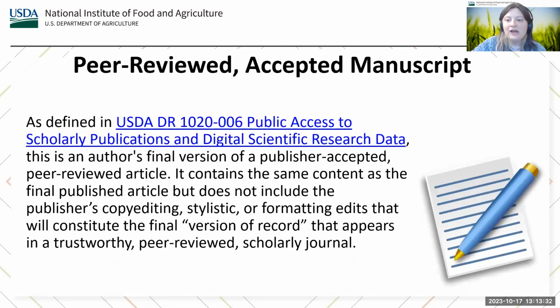The definition of a peer-reviewed accepted manuscript is the author's final version of a publisher-accepted peer-reviewed article. It contains the same content as the final published article, but does not include the publisher's copy editing, stylistic, or formatting edits that will constitute the final version of record that appears in a trustworthy peer-reviewed scholarly journal.